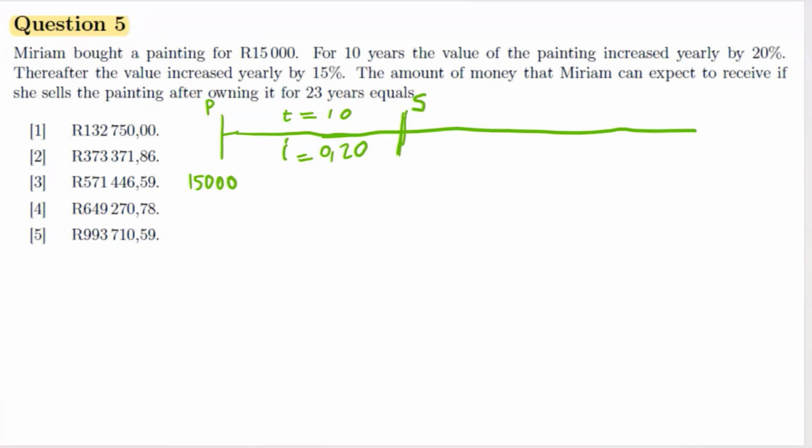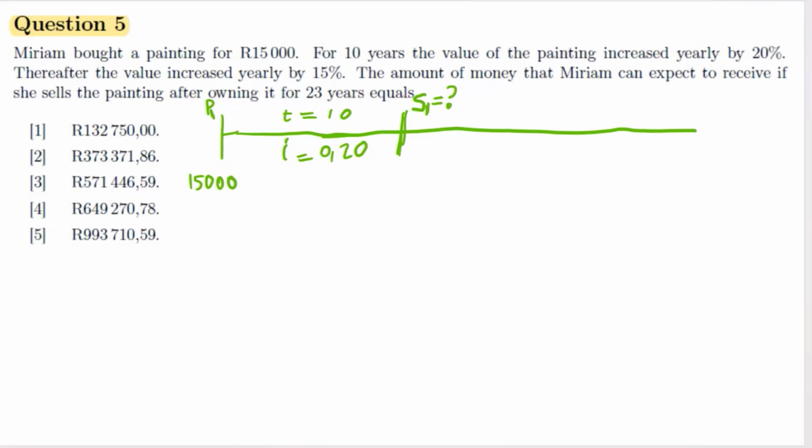Thereafter, the value increased yearly by 15%. Okay. So now when there are many things that are happening, maybe the interest is changing several times within an investment period, you need to take that into consideration. So now what we are going to say is you are starting off with a specific present value. For 10 years, this thing accumulates, but we don't know how much it accumulates. Okay, that is your future value.